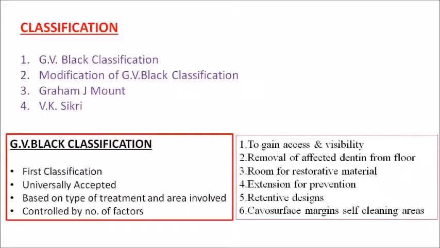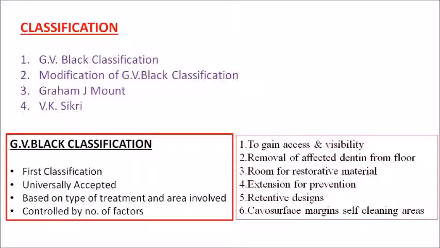Moving on to the classification of a cavity preparation, there are main 4 classifications. First one was given by G.V. Black classification. Second one was a modification of this G.V. Black's classification. Third one was Graham J. Mount, and fourth one was by Vimal Sikri or V.K. Sikri. Okay, so these are the 4 classifications. Mainly first and second are based on the G.V. Black's classification, ideal G.V. Black classification as well as the modification, and Graham Mount, and fourth one is Vimal Sikri.